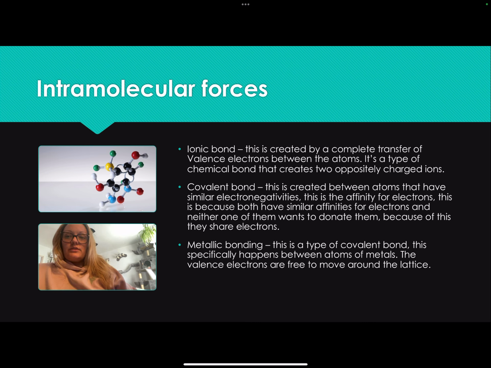A covalent bond. This is created between atoms that have similar electronegativities. This is the affinity for electrons. Both have similar affinities for electrons and neither one of them wants to donate them. Because of this, they share the electrons. Metallic bonding. This is a type of covalent bond. This specifically happens between atoms of metals. The valence electrons are free to move around the lattice. These are 3 examples of intramolecular forces.